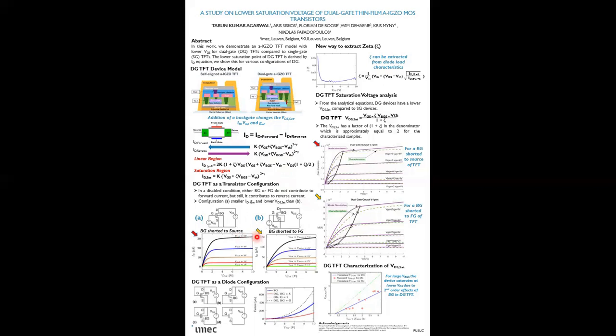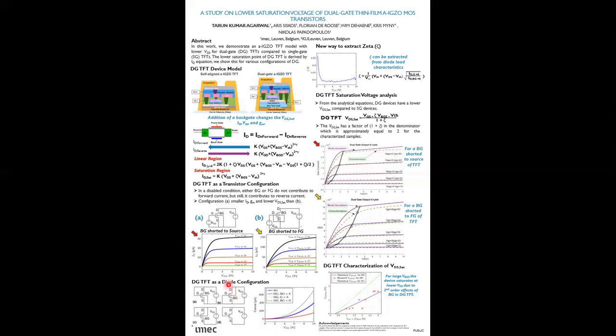At the same time, if we look into these configurations, configuration A saturates much earlier as compared to configuration B. And these characterized results also follow the model. From there, it was clear that configuration A saturates earlier as compared to configuration B. So the disabled gate in configuration A further reduces saturation voltage approximately by 1 plus zeta.